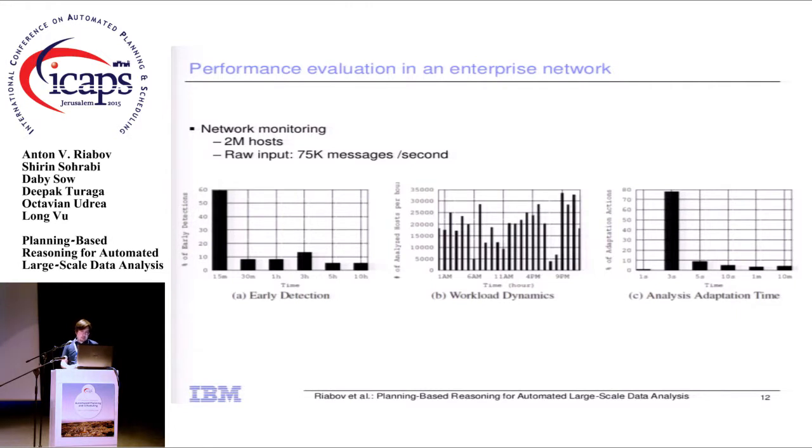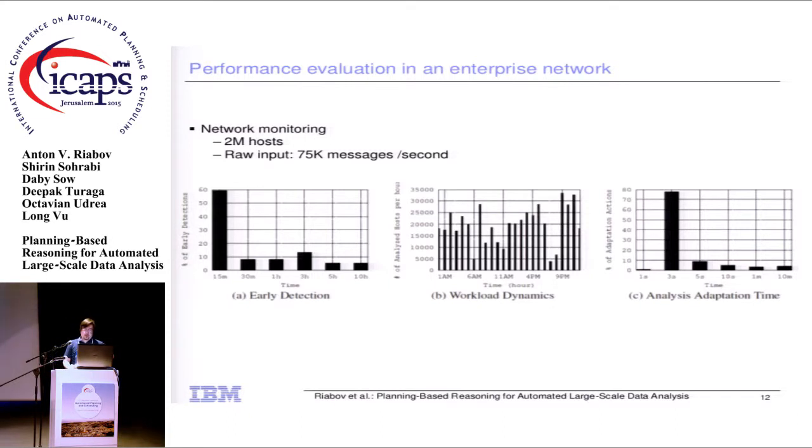So how does this work in practice? We were worried about the performance, so we measured, for example, accuracy in a very large application. So we have 2 million hosts in a network. 40,000 of those hosts are inside our corporate network. The rest are outside the machines that they're communicating with on the internet. The raw input data for this type of analysis was 75,000 messages per second. We got good results in terms of accuracy.